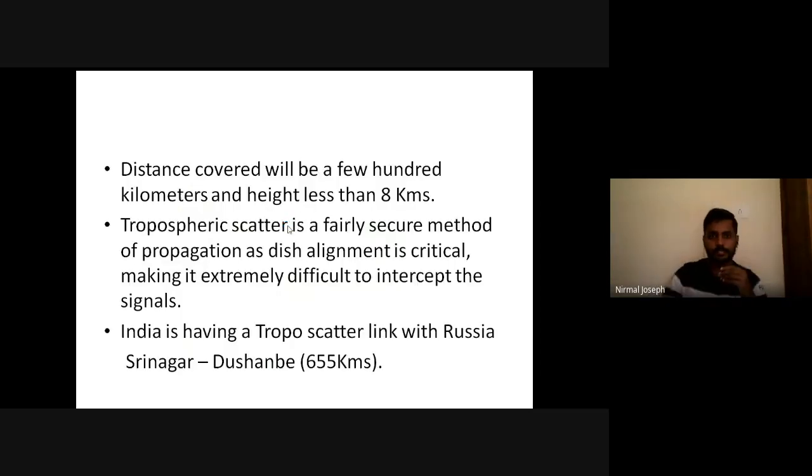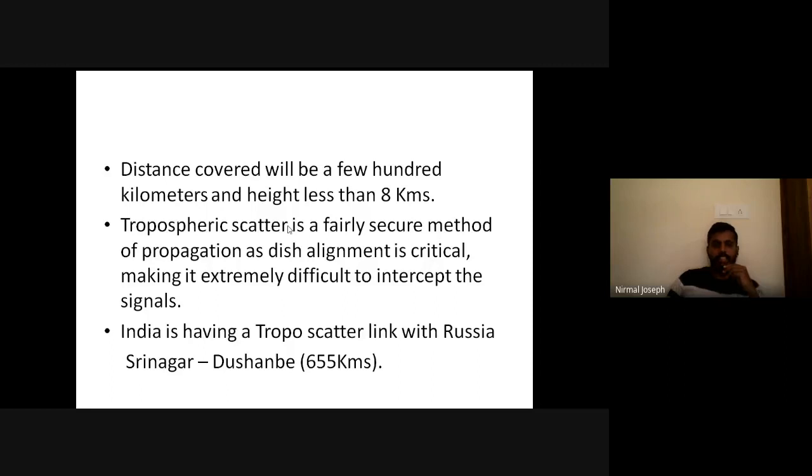So here the distance covered will be a few hundred kilometers, and the height less than 8 kilometers normally. So that's why it is called tropospheric scatter propagation. It is happening only in the troposphere. Tropospheric scatter is a fairly secure method of propagation, as dish alignment is critical. Dish means antenna alignment is critical, making it extremely difficult to intercept the signals.